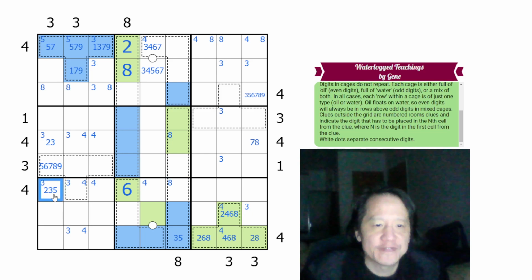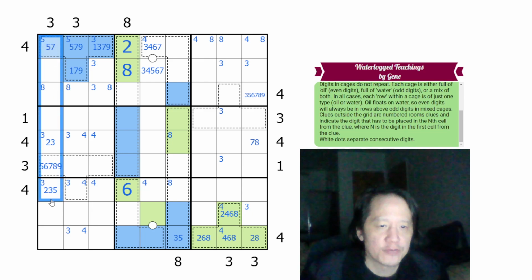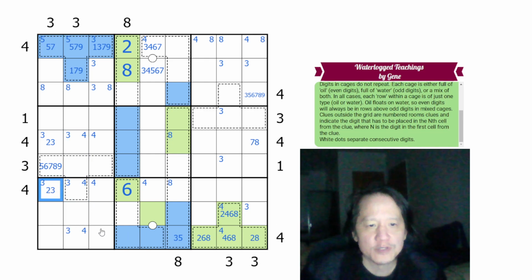So if this is 5, this would have to be 7, and then 3 would have to be in the 7th spot, but that's not possible. So this can never be 5. So this is 2 or 3, which means this can't be 4. This can't be 4 because we know it's in one of 2 or 3. Therefore, this can't be 4, and therefore this must be the 4, which means this is 2.